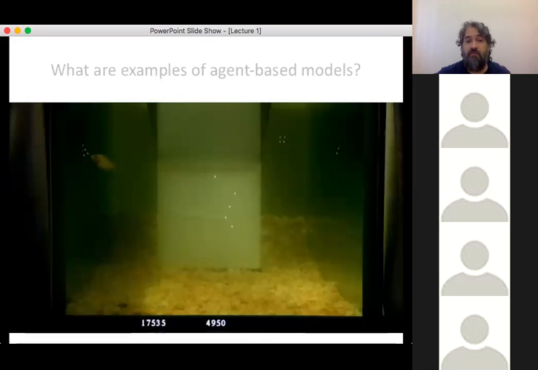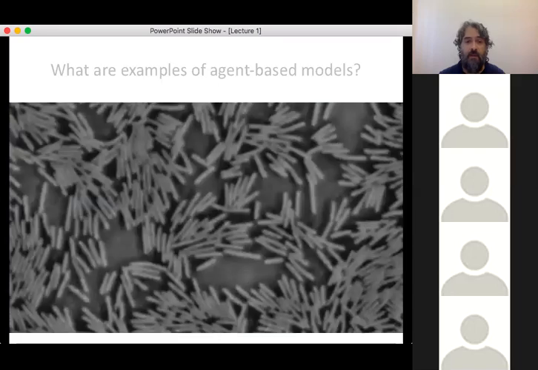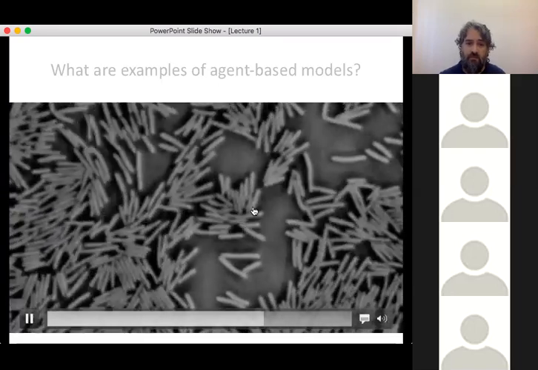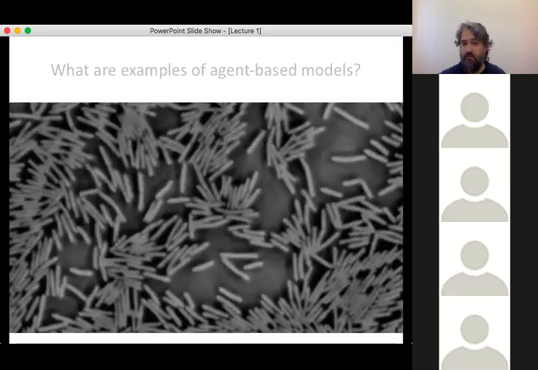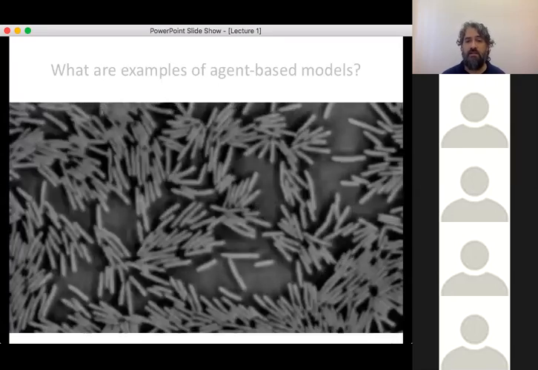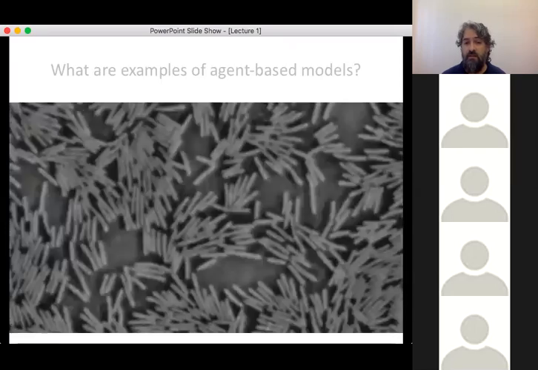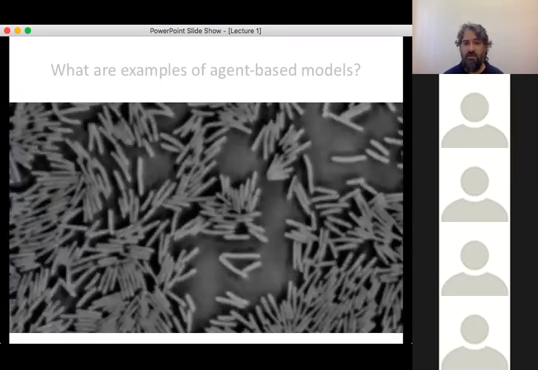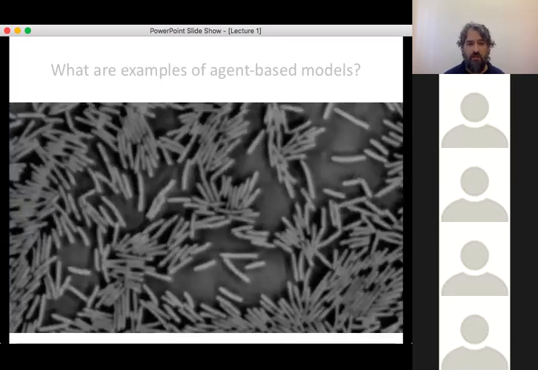What is this? It's a fish looking for food. A very simple example of foraging. In this case, we have a single agent looking for targets, which are motile in themselves. Here, you have multiple agents. These are bacteria moving in a microfluidic system, and you see that they create some structures which are interesting themselves. Multiple agents interacting with each other.